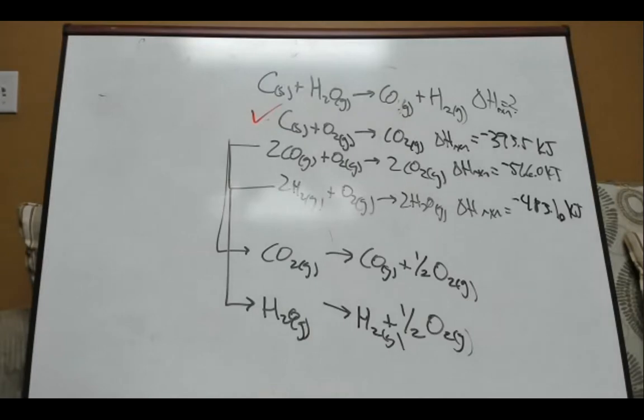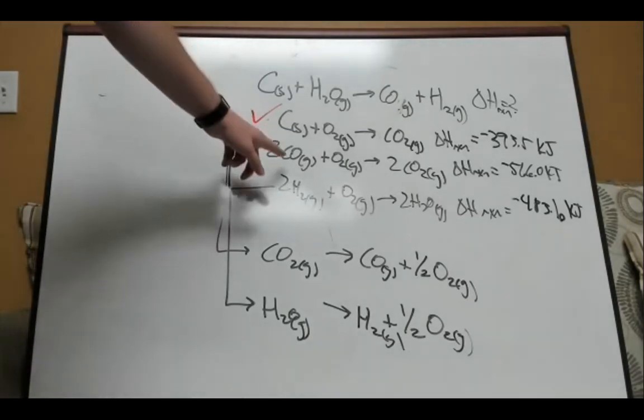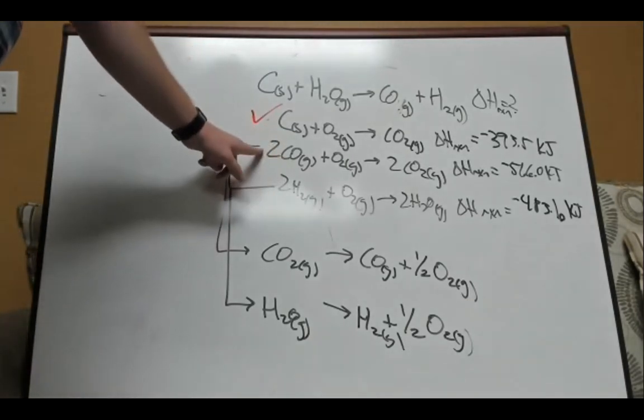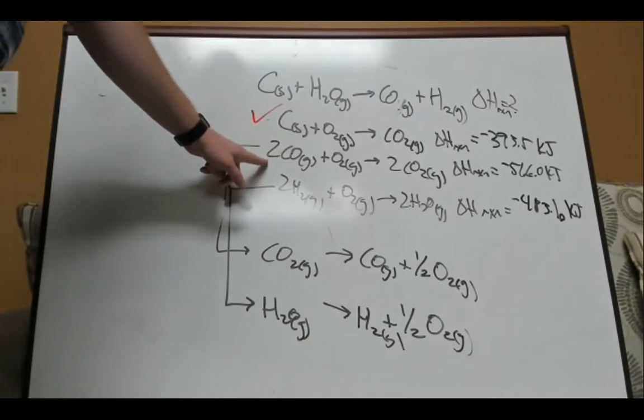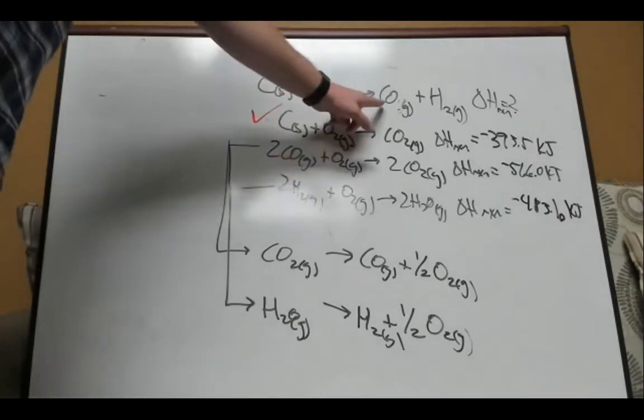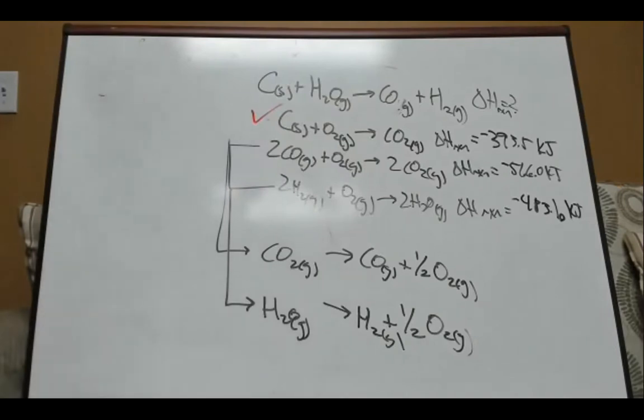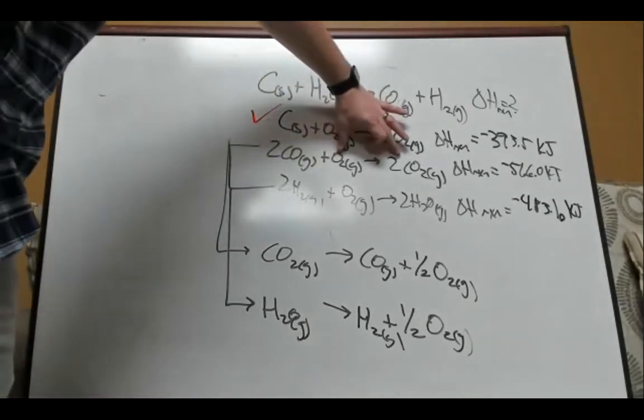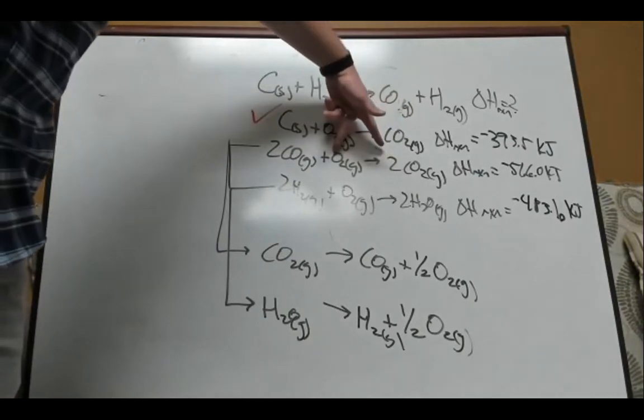Well, let's just think about that real quick before we do that. Here we have how many moles of carbon monoxide? We have 2 moles of carbon monoxide. How many moles of carbon monoxide do we have here? Oh, we only have 1. How do we go from 2 to 1? Oh, that's right. We can multiply it by 1/2. You can divide it by 2, multiply it by 1/2. It's the same thing. So we're going to flip this equation.